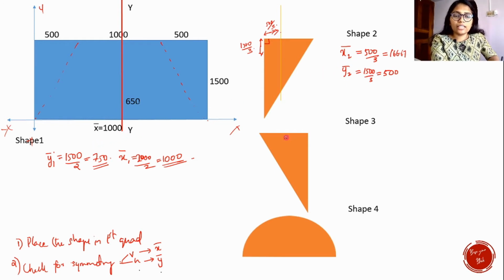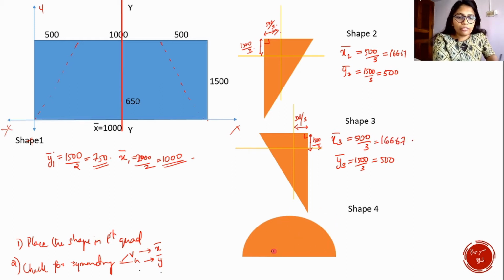And next is to find the centroid of shape 3. Here again, mark the right angle, take the dimension divided by 3, that is again 500 divided by 3, and here comes your x3 bar, isn't it? x3 bar is equal to 500 by 3, and the y coordinate is this length divided by 3, that is 1500 divided by 3. So y3 bar is equal to 1500 divided by 3. Again it is 500, the same value as shape 2.